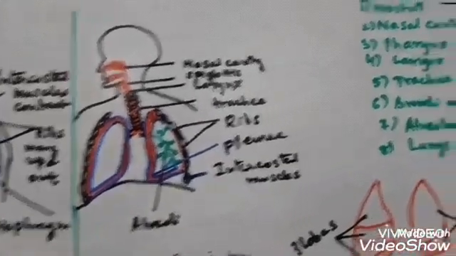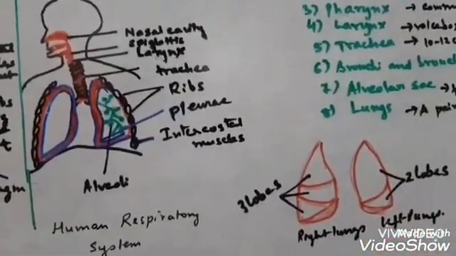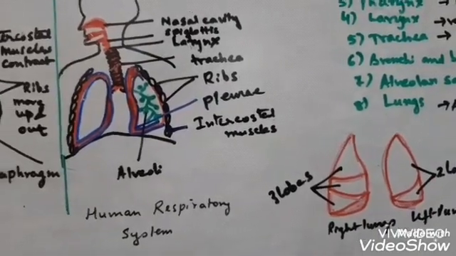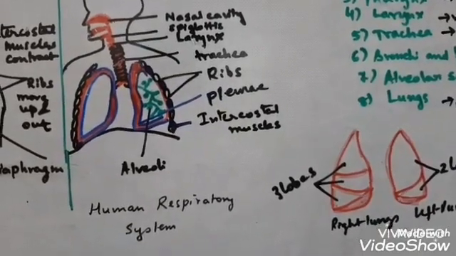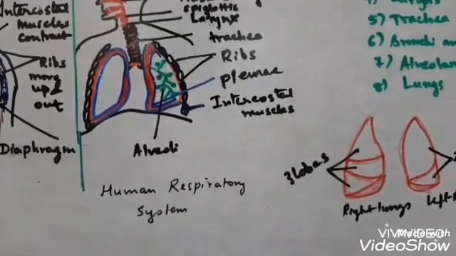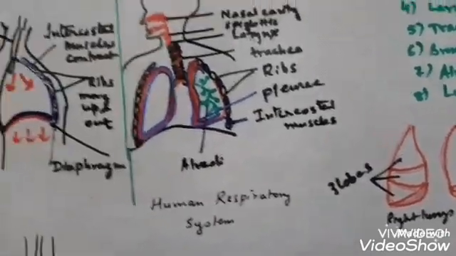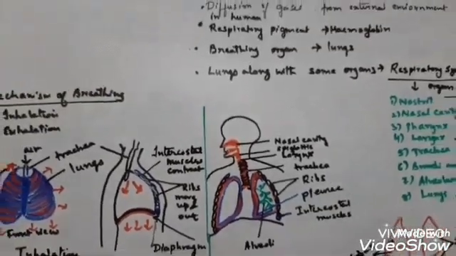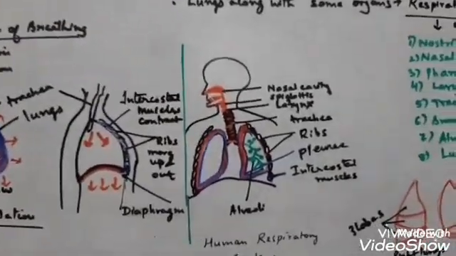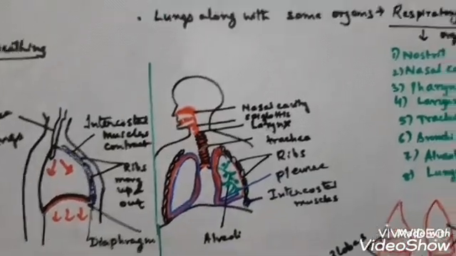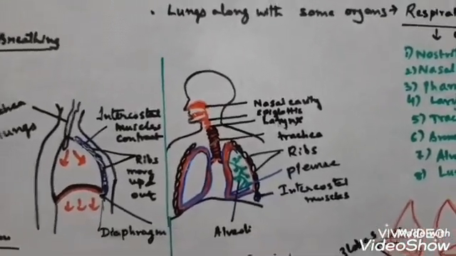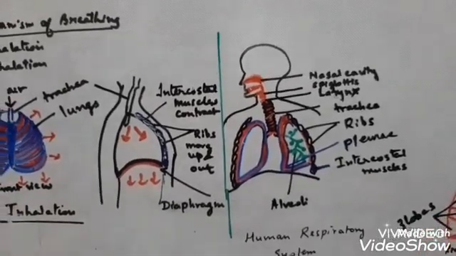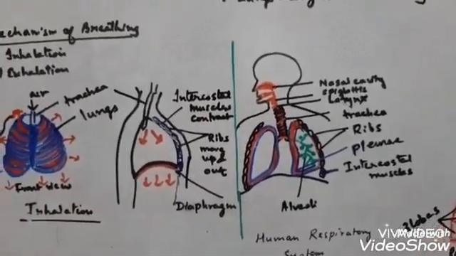So this is about the structure of lungs. Clear? Now I will be telling you about the mechanism of breathing. Before going to that, I will tell you about respiration. Respiration is the entire process. Respiration involves two steps, don't confuse it. One is breathing, also known as external respiration, and another is cellular respiration, which is called internal respiration. These two together are known as respiration in humans.